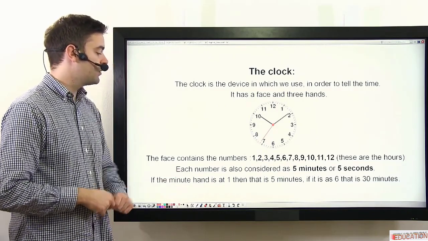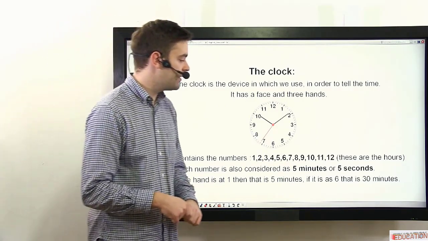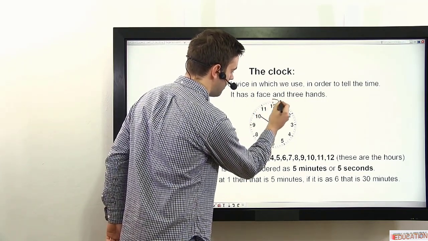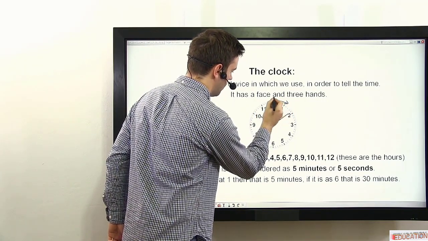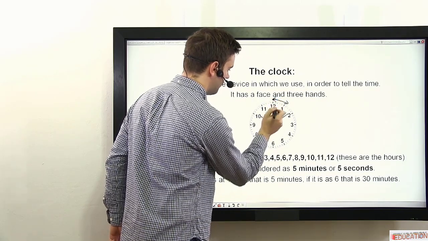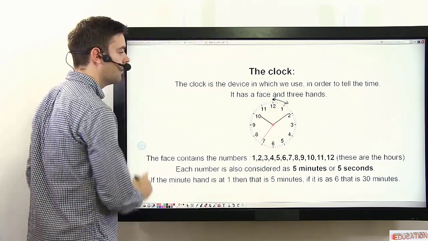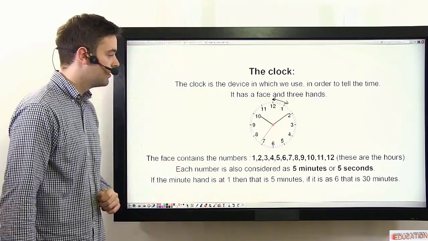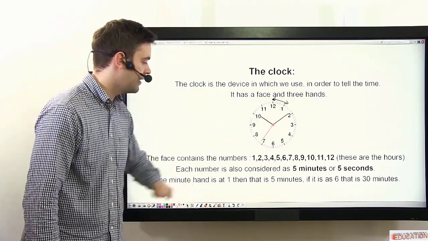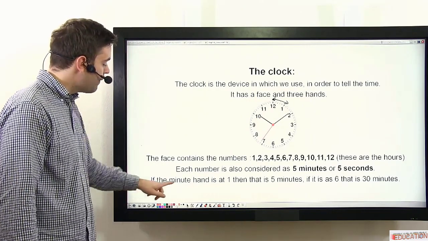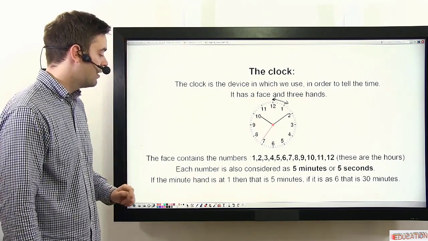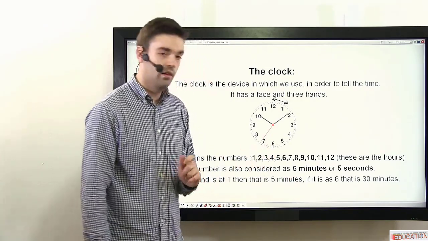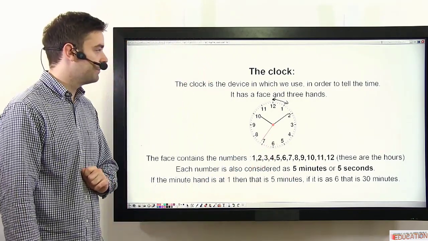Each number is also considered as 5 minutes or 5 seconds. For example, here. This is considered 5 minutes or 5 seconds, depending on the hand. If the minute hand is set at 1, then that is 5 minutes. If it is set at 6, that is 30 minutes.